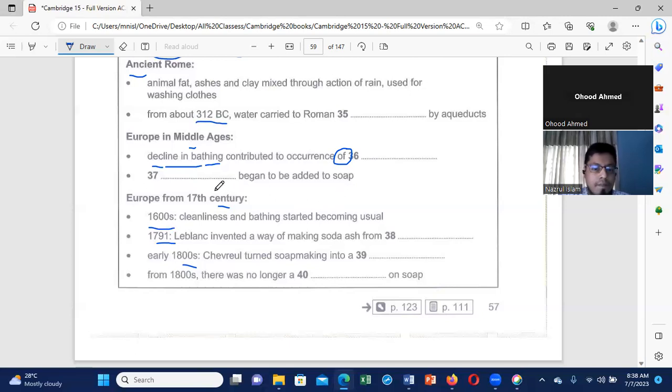Then something began to be added to soap. Something began to be added, something was added with the soap. What do we add nowadays? You can say different scent, or you can say perfume like this. Something began to be added with soap.